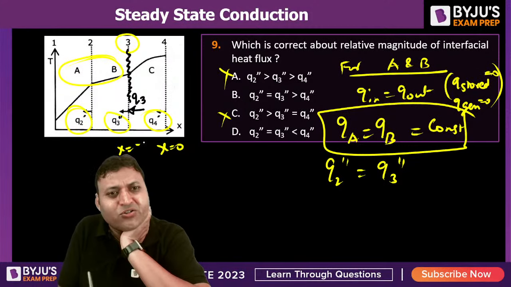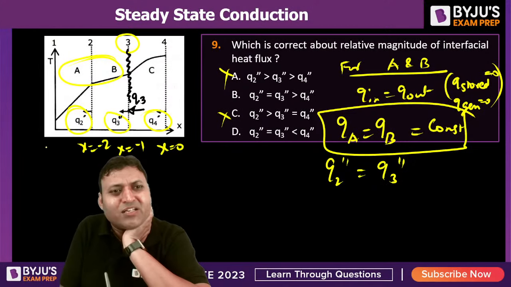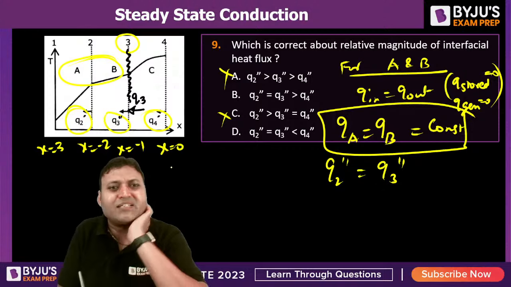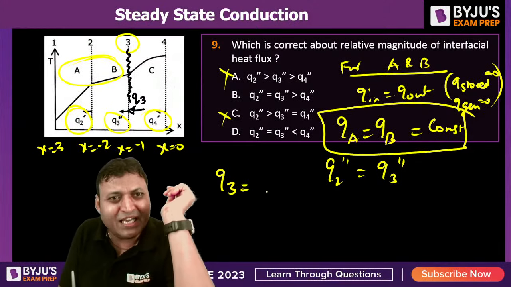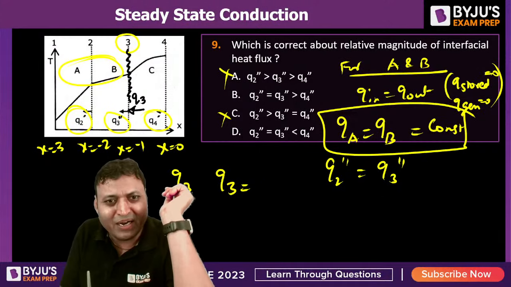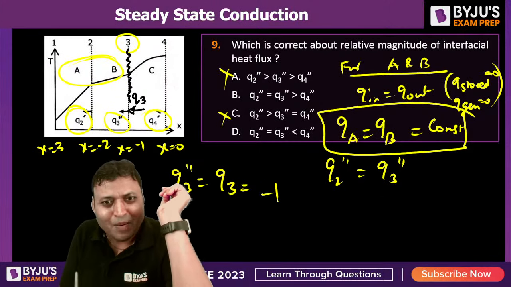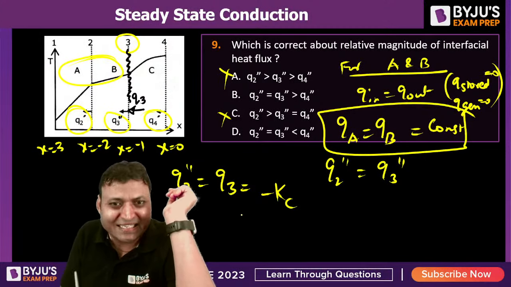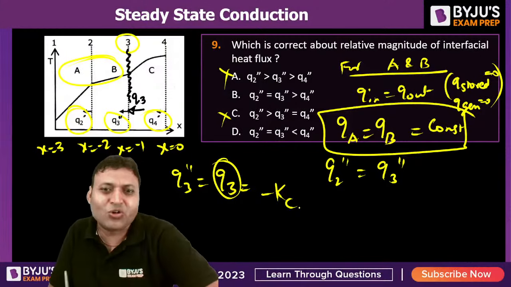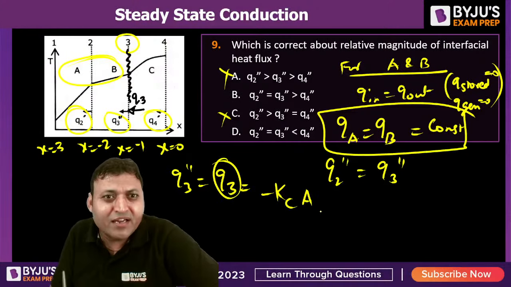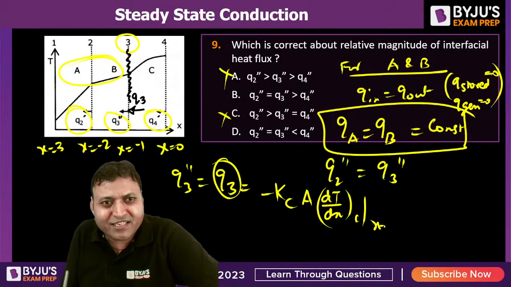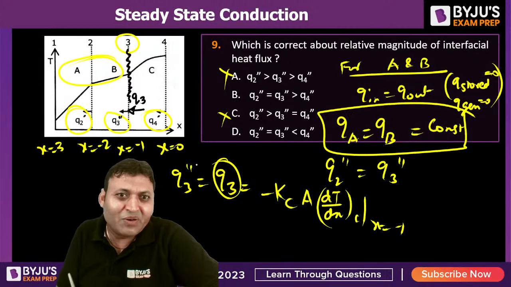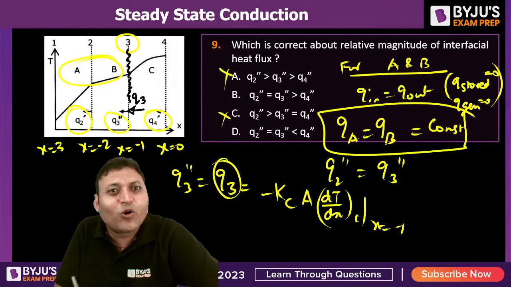Let me call it as X. X is equal to 0. This is X is equal to minus 1. This is X is equal to minus 2. So Q3 is equal to Q3 double dash is equal to minus K, thermal conductivity of material C. Q3 can be written as thermal conductivity of material C into A into dt by dx in material C at x is equal to minus 1.